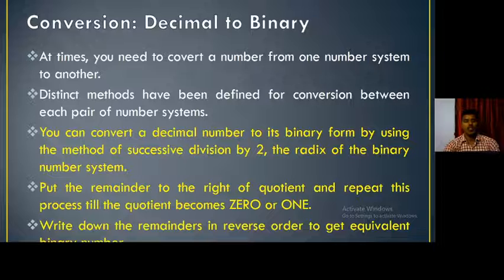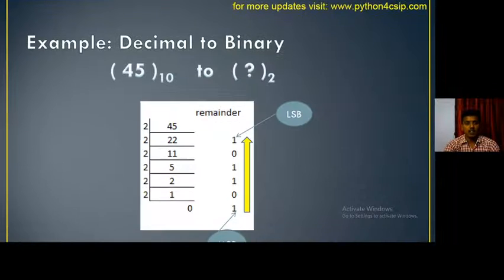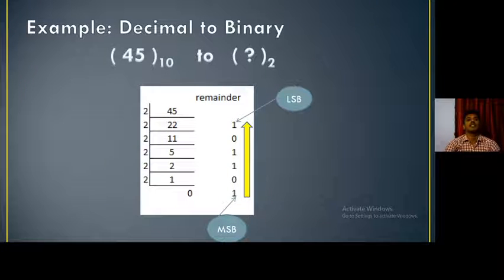Hope all of you have done it or understood. With the help of the successive division method, we are taking the remainder and quotient. Repeat this process until we get 0 or 1. Put the remainder to the right of the quotient and repeat this process till the quotient becomes 0 or 1. This is the first example we discussed, that is decimal to binary.